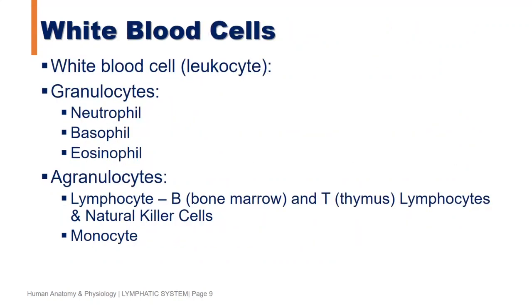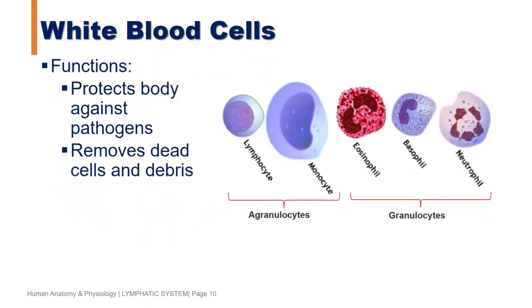White blood cells. White blood cells are leukocytes. Granulocytes: we have the neutrophil, basophil, eosinophil. Agranulocytes: lymphocytes, B for bone marrow and T for thymus, and natural killer cells. Also, we have the monocytes. So, white blood cells function to protect our body against pathogens and remove dead cells and debris. So, we have here the lymphocyte, monocyte, and we also have the eosinophil, basophil, and neutrophil.